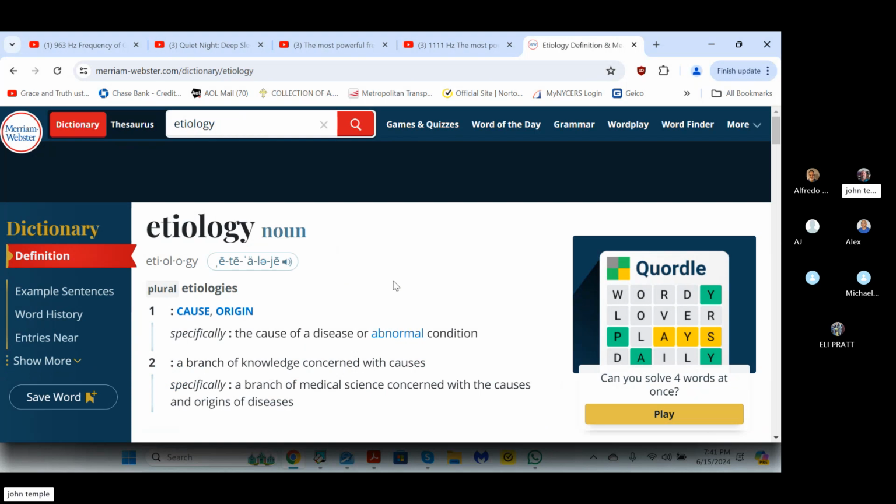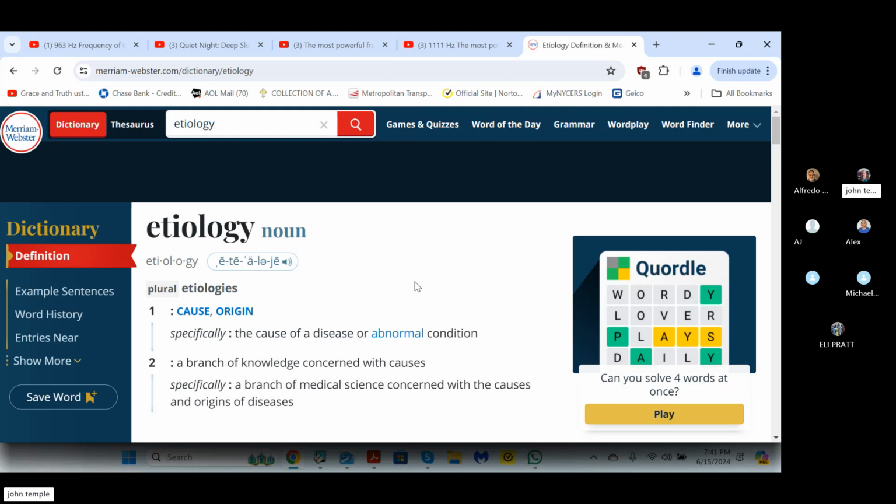Etiology, British spelling, aetiology: the cause of a disease or abnormal condition, a branch of knowledge concerned with causes, a branch of medical science concerned with the causes or origins of diseases. Okay, an etiological legend explaining a prominent withered fig tree. Yet another hypothesis is that a misunderstanding of the saying, which with a very different point formed the basis for the development of a tradition which we now have at a late and corrupt stage.